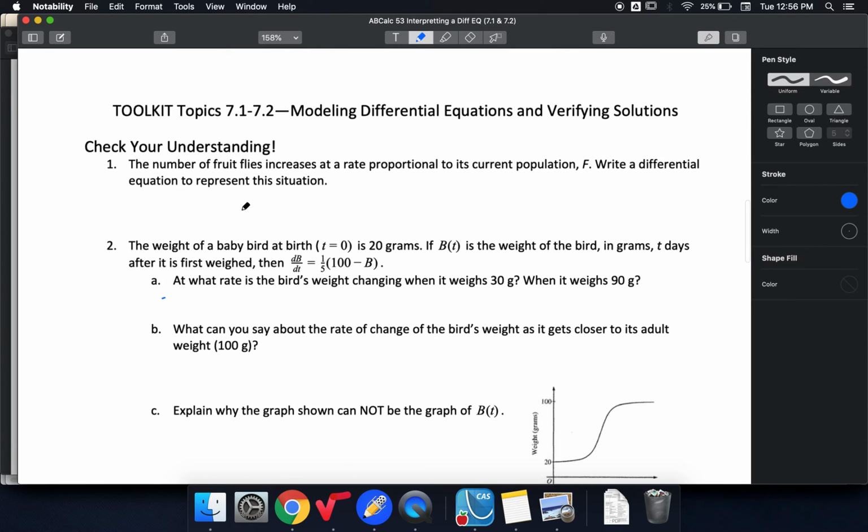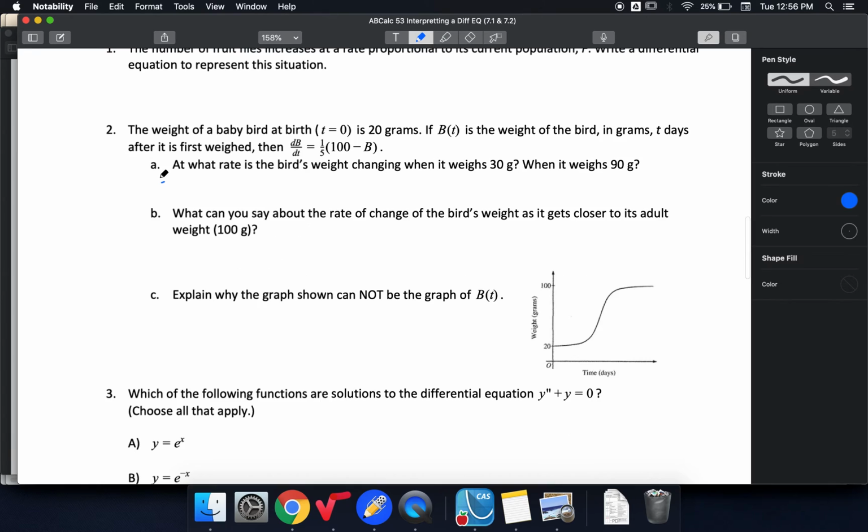Well, I want to highlight to you how we would write this. In this case, because we don't have b prime of t, we have db dt, I'm going to stick with that. And I'm going to draw this straight line and write b equals 30 to show that I'm finding db dt when b is 30. So that's going to be 1/5 of 70, which is going to be 14 grams per day. Doing that again, db dt, when the bird weighs 90 grams, is going to be 1/5 of 10. So that's going to be 2 grams per day.